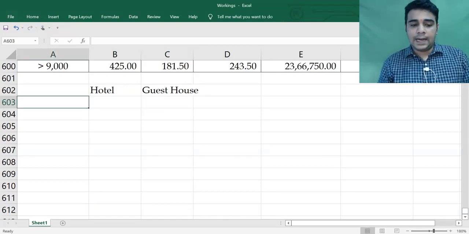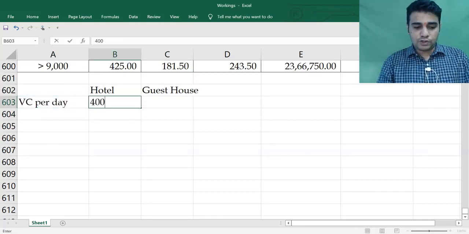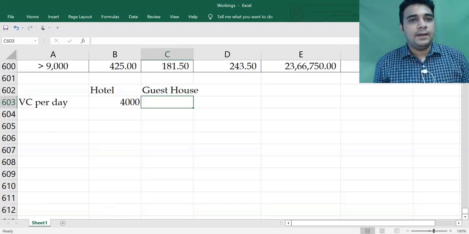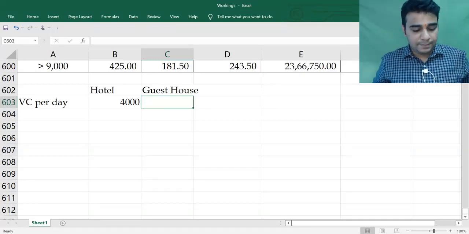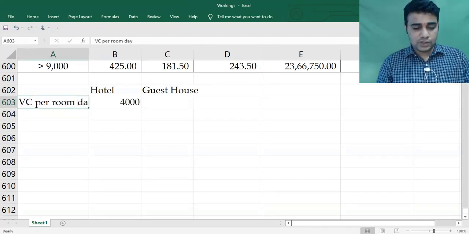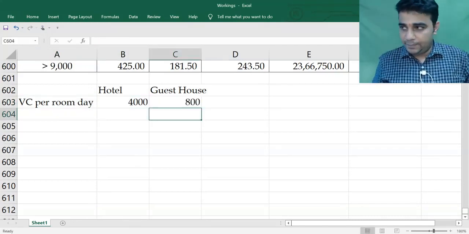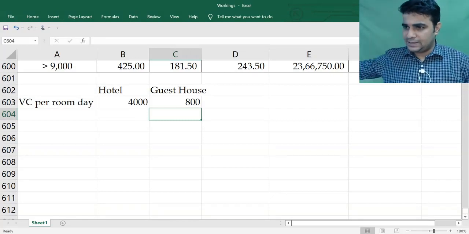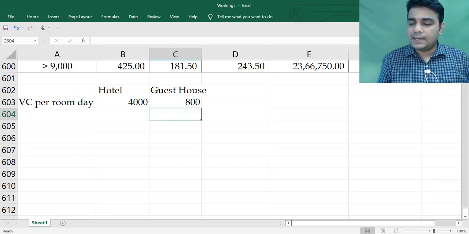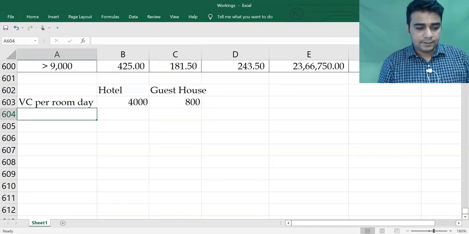If I go for hotel arrangement, variable cost per day is 4,000 rupees. That is, I will have to pay 4,000 rupees for every day the room is occupied. Variable cost per room day is 4,000 rupees. In guest house, the variable cost is only 800 rupees. This variable cost includes some food related cost and some cleaning related cost, so all that put together, 800 rupees would still be incurred.